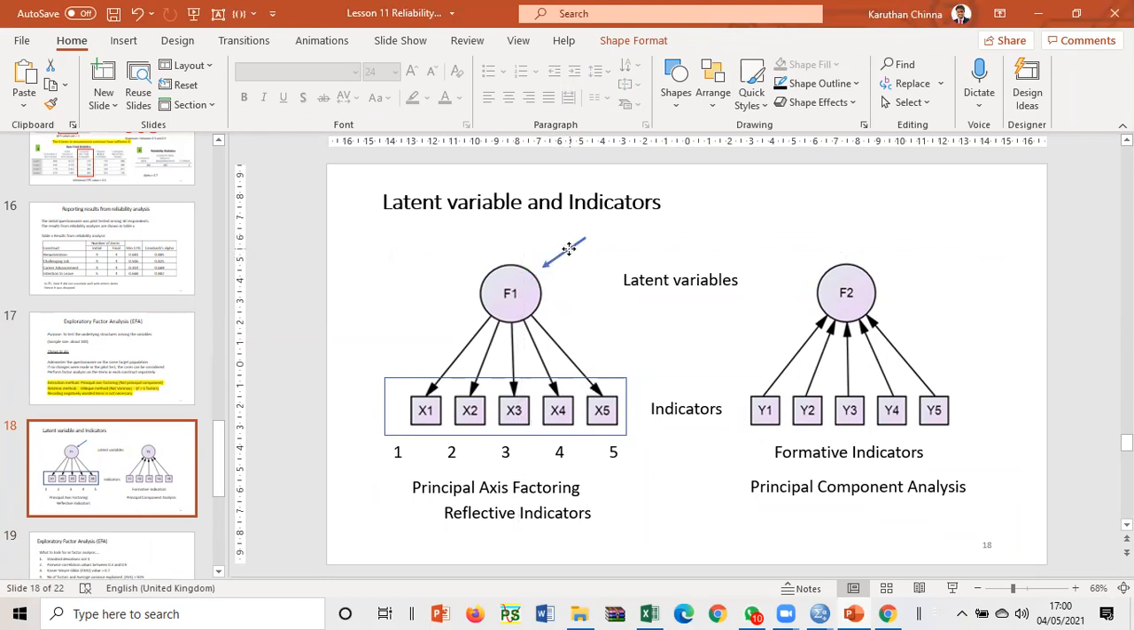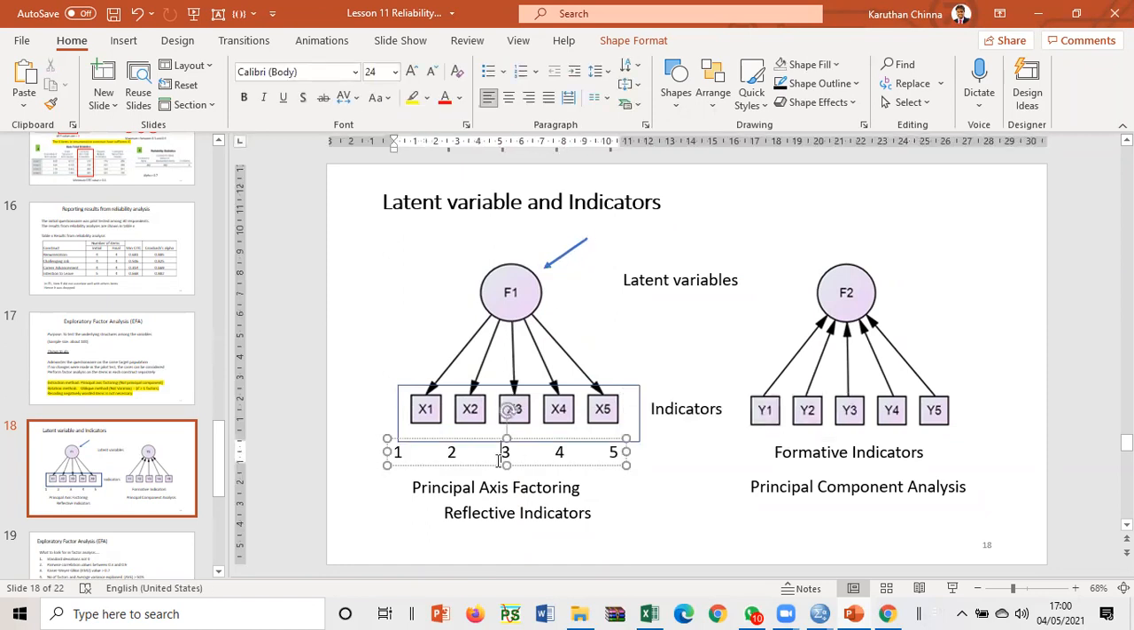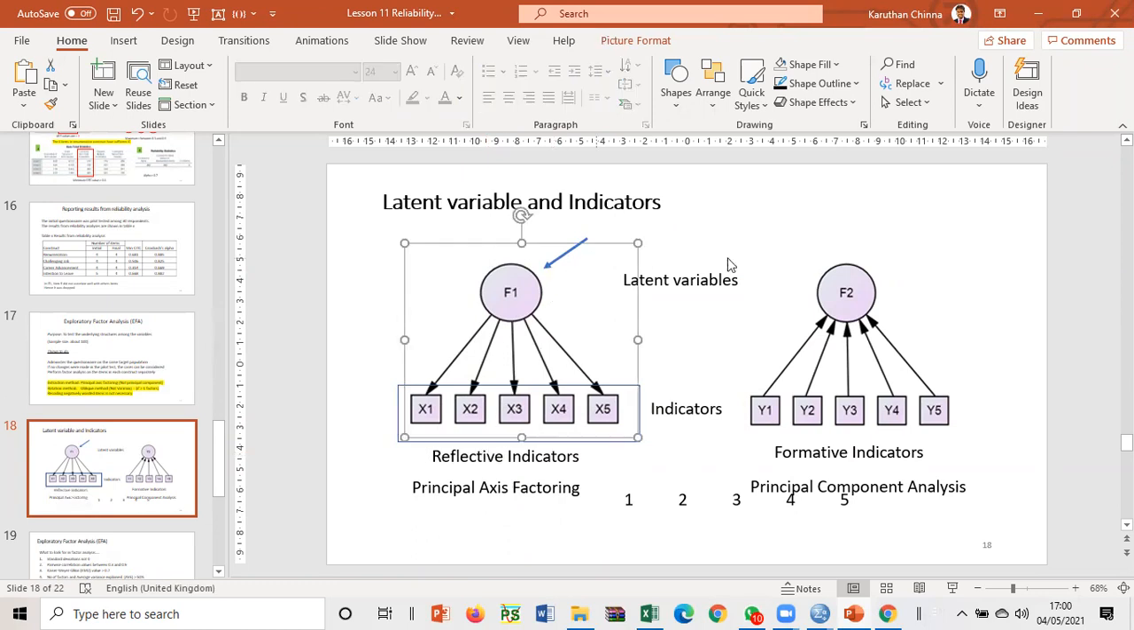Which one came first? The perception came first or the questionnaire came first? Perception came first. We devised the questionnaire to measure what's inside the head, right? So what he answers here depends on what's inside the head. So these particular indicators are called reflective indicators, a reflection of what's inside the head. You want to measure how they perceive it, so we give a series of questions.